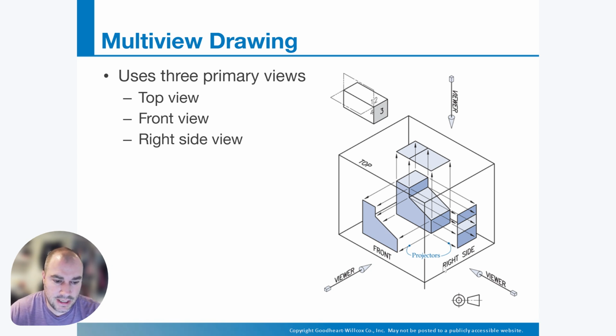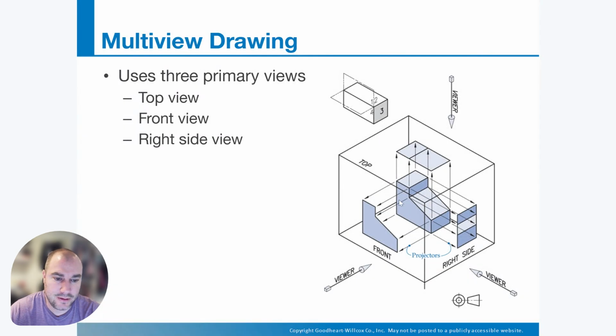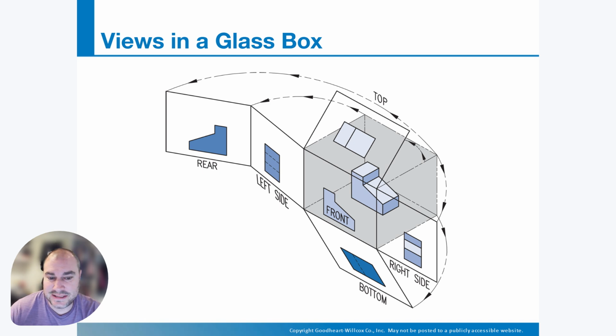These are what they're calling projectors. These arrows that are coming out directly toward your eyes. This is once again a third angle projection. We'll get to that in a couple seconds, actually. But you can see the viewer is viewing the top, front, and then right side views in a glass box.